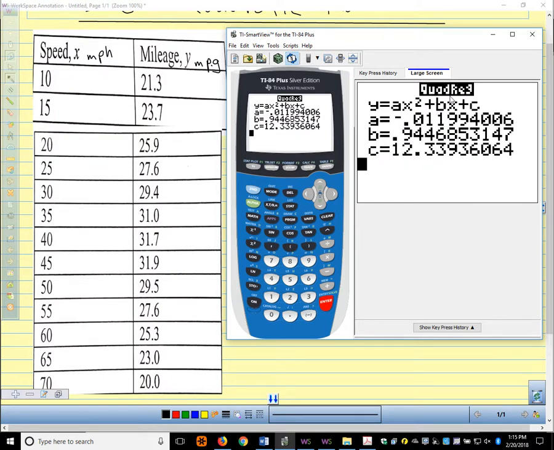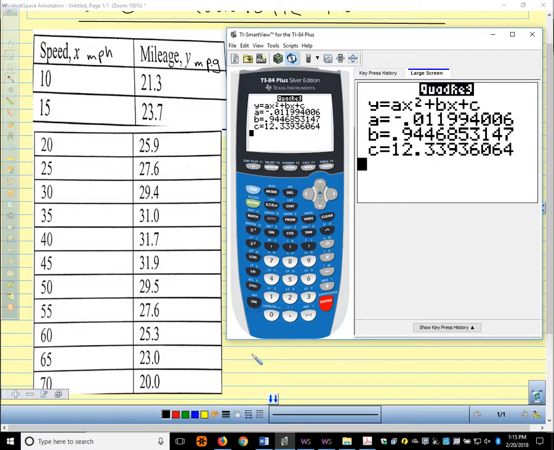There's my quadratic regression. AX squared plus BX plus C. And it tells us that A is negative 0.012 about. B is 0.945. And C is about 12.34. So I'm just going to write those down.